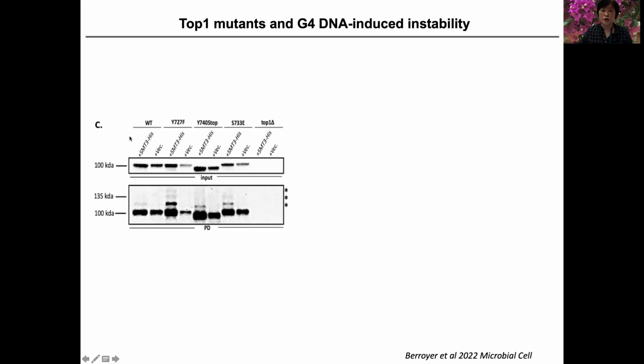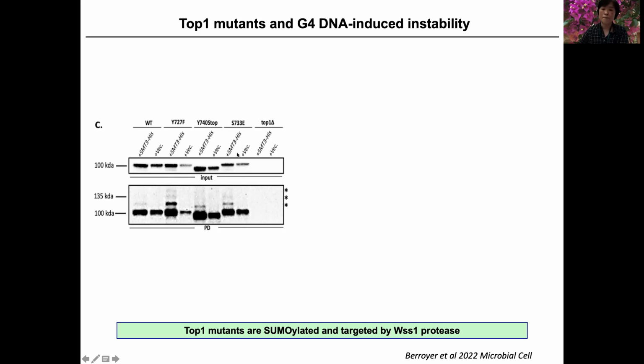So for the first part, Ellie expressed his-tagged SUMO protein in yeast cells and pulled down all of the sumoylated proteins and looked for whether topo proteins and topo mutants are sumoylated. And you can see here, these mutants, including S733E mutant, are actually showing higher molecular weight bands and multiple bands, and they are actually sumoylated, either in mono or poly-sumoylated forms of the protein. So these proteins can be sumoylated, and we don't know the significance of S733E mutant being sumoylated because it actually does not bind to DNA.